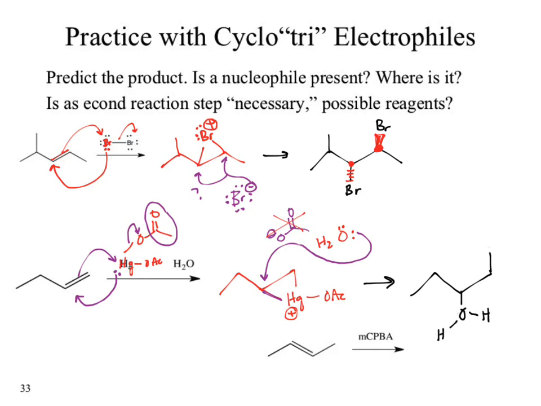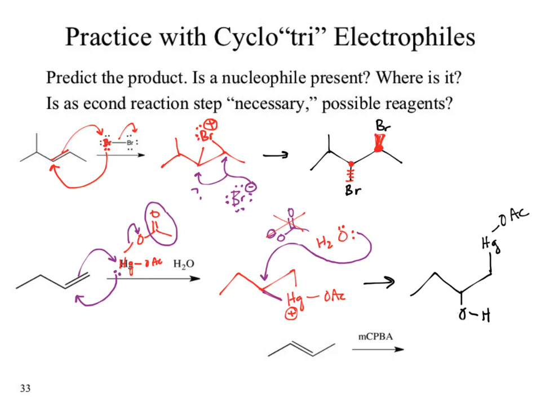And I was drawing it all nice and pretty too, and now it looks all ugly. Does oxygen want to be positive? No. What can happen? And what do I have? I have the final answer for this. Right? That's what was being asked for.